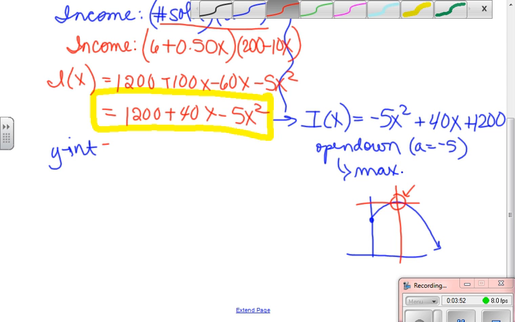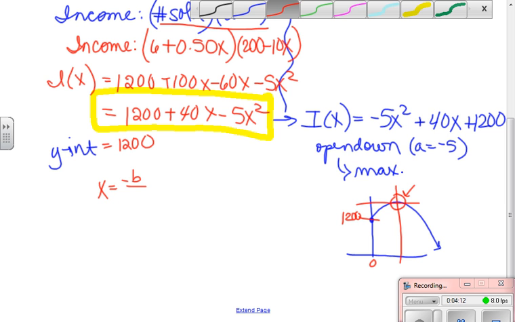Our y-intercept is 1200. That's this point right here. I make $1,200 if I have 0 price increases. So if I sell it at $6, I make $1,200 a month, no price increases. But everybody wants to make a little more money. So let's go ahead and find our vertex.